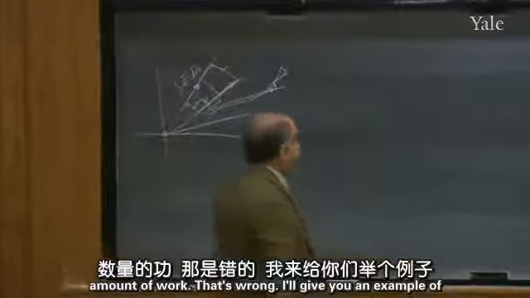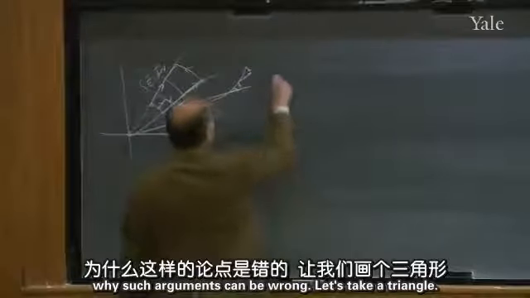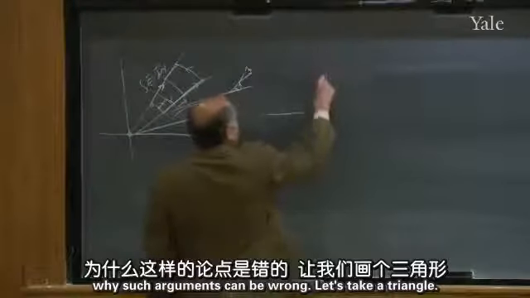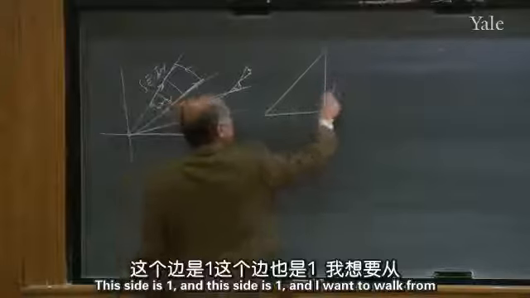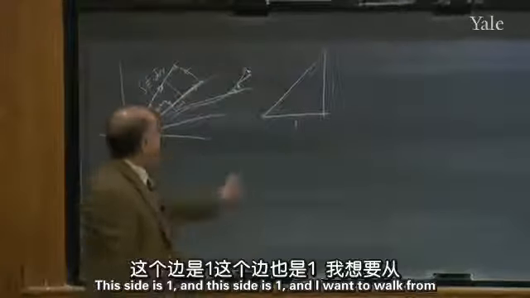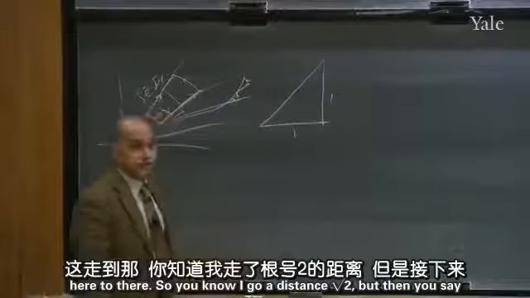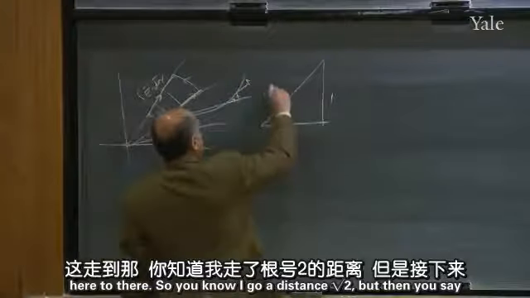I'll give you an example of why such arguments can be wrong. Let's take a triangle. This side is 1 and this side is 1. And I want to walk from here to there. So you know I go a distance square root of 2.